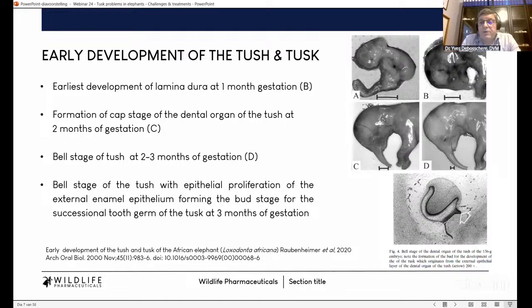At the end of 3 months, you will see, in the lower part where the white arrow is, an epithelial proliferation on the external enamel epithelium of the bud stage, and that is already the germ for the definitive tusk.